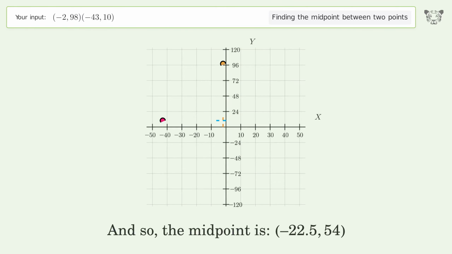And so, the midpoint is negative 22.5, 54.